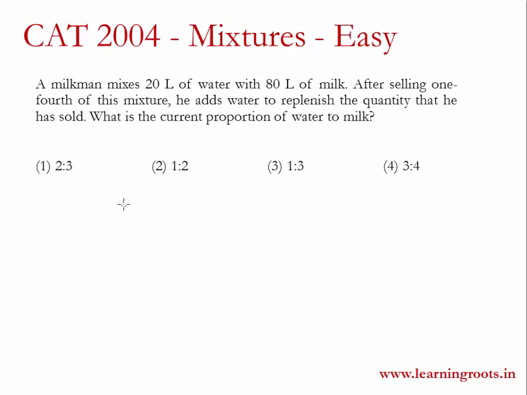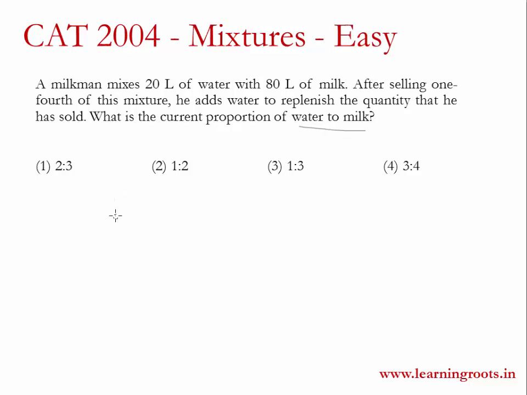A milkman mixes 20 liters of water with 80 liters of milk. After selling 1/4 of this mixture, he adds water to replenish the quantity that he has sold. What is the current proportion of water to milk? Okay, so we are supposed to find the current proportion of water to milk.